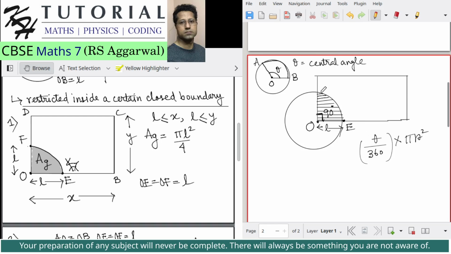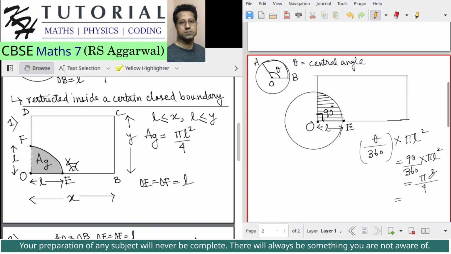So we know the area of the shaded region, which is nothing but a sector of the circle of radius small l. The area will be theta by 360 multiplied by pi r square, where theta in this case is 90. So this is 90 by 360 multiplied by pi r square, and 90 by 360 is 1 by 4. So this is equal to pi r square by 4. But since in this case the radius r is basically the length of the rope, it will actually be pi L square by 4.